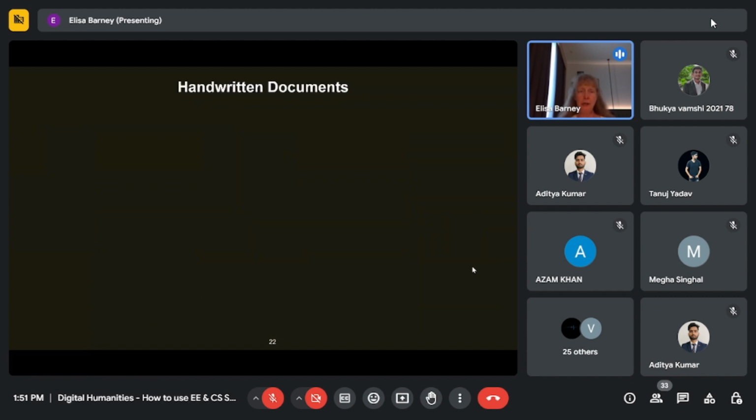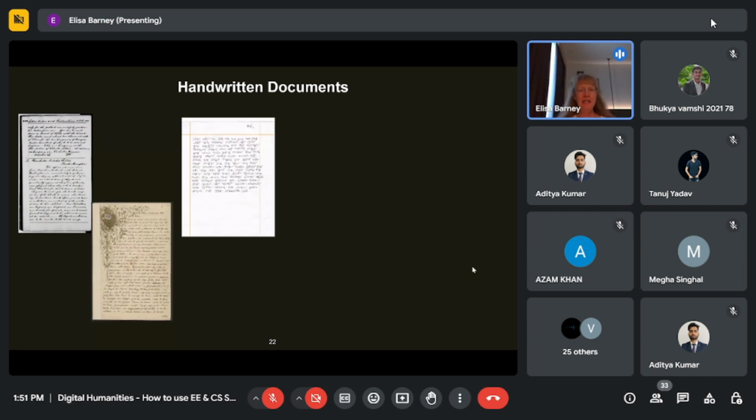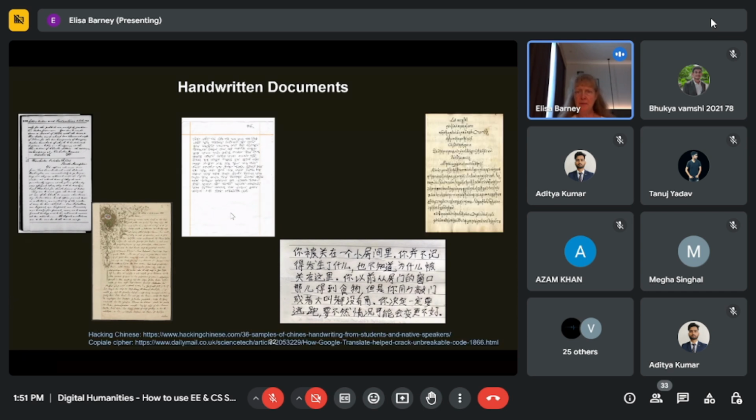After we got pretty good at doing stuff with machine printed documents, we moved into handwritten documents. And those handwritten documents can take many forms and be of many different scripts. So we've got something in English, something in German, which both use the Latin script. Here's a sample in the Indian script Bangla. Here's something in Chinese. We can also recognize that text.